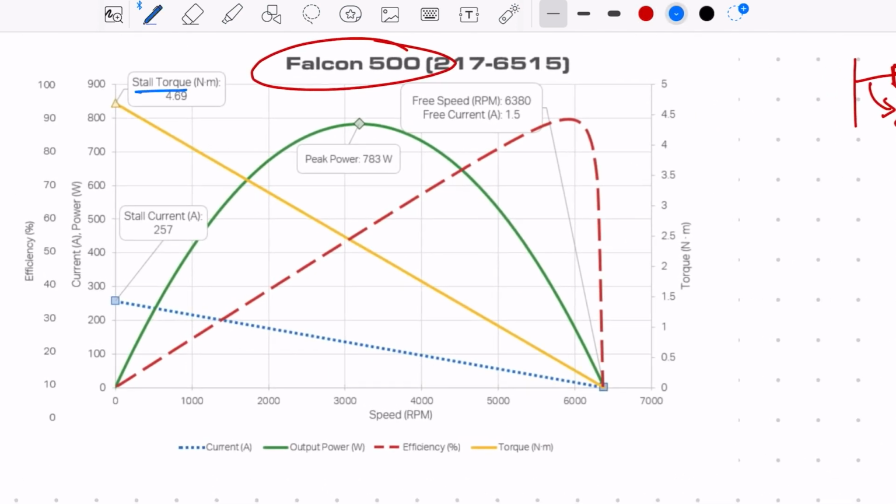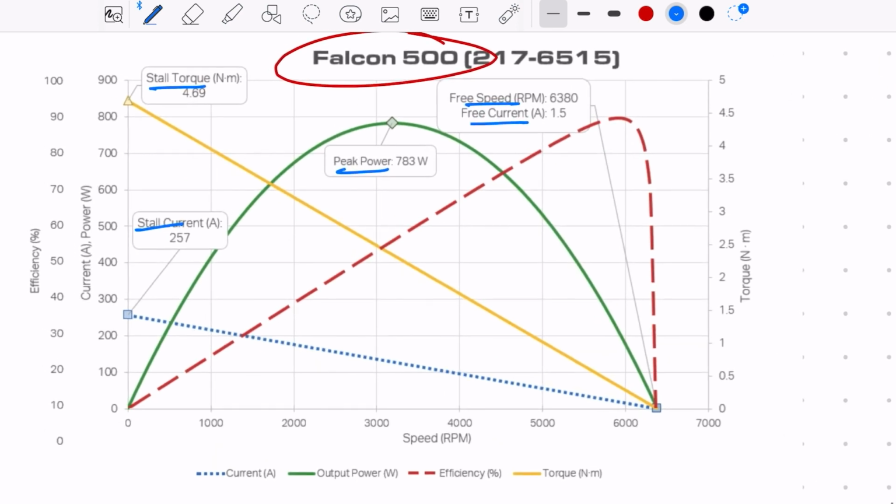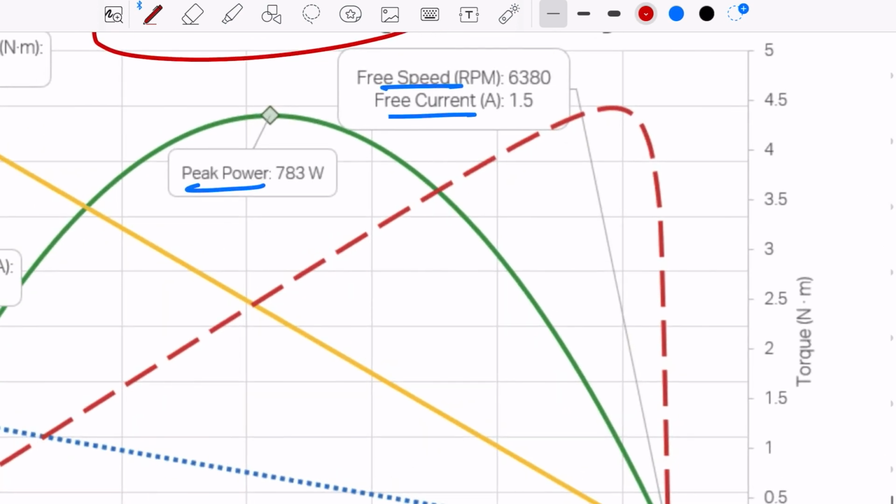You can see here on the motor curve, there are all these significant values, and another thing to keep in mind is this is the efficiency curve in red, and this is the maximum, I think, for a Falcon 500. If I remember correctly, max efficiency is 87.6%, I think.